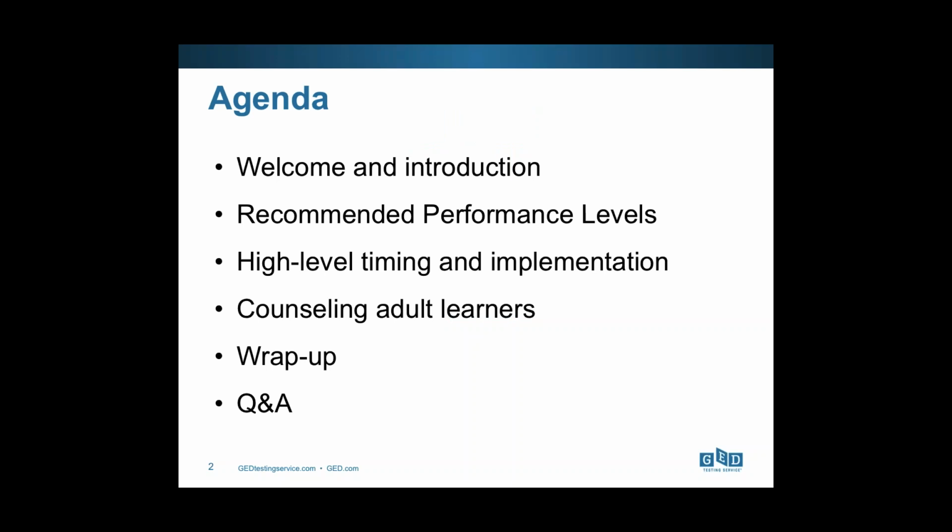So today we're going to talk about the overall recommendations on the 3 new performance levels, and then also about retroactive scoring. We'll talk a little bit about that, and credentials. Then we'll spend some time talking about the high-level timing and implementation. We'll talk about some helpful things to counsel adult learners. We'll do a wrap-up, and we'll take some time for Q&A.